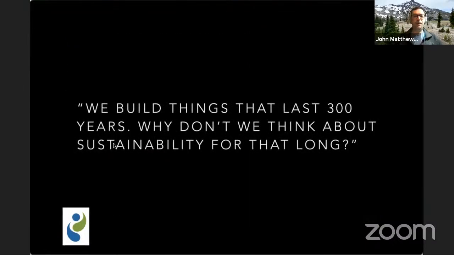I'd like to just begin with a quote from a colleague at the World Bank. I think he didn't know that there was someone who wasn't from the World Bank who was in the room when he said this, but I really like this quote. He said, we build things that last 300 years. Why don't we think about sustainability for that long?